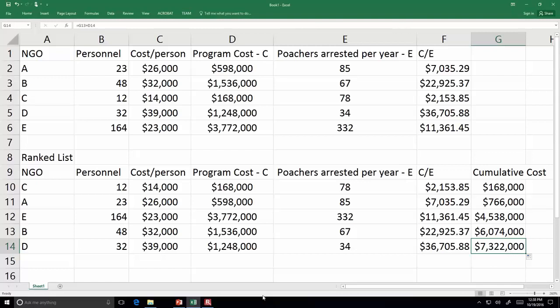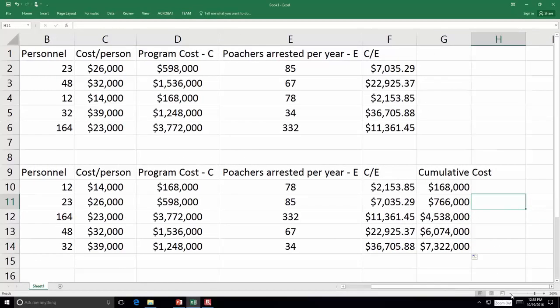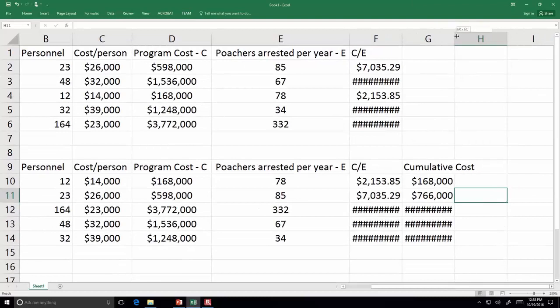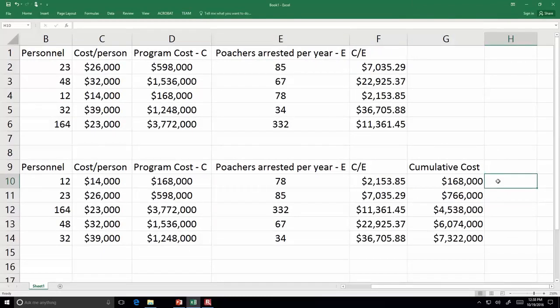But in the example, we have a $5 million limit, and it says no partial funding. And so who would we fund? Well, we would have to say yes to the first couple, and then no to the others. And so these guys would be a yes, yes, yes. But we can't fund these guys because the cumulative cost exceeds the budget.